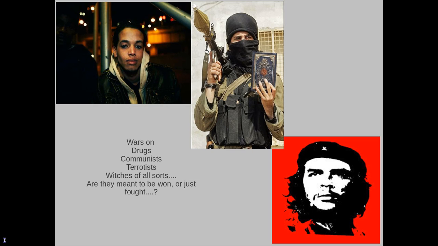We have another chapter on wars on drugs, terrorists, communists, witches of all sorts. Are they meant to be won or just fought? In the upper left we have the icon of the young drug dealer from the 1980s in particular. I remember this era very well because this is when I was coming of age, if you want to use that term. And Reagan came into office and repolarized the economy, cut the tax rate for the wealthiest Americans, cut social services, and lo and behold, the poverty rate started to skyrocket up. And not coincidentally, they launched a war on drugs, and the prison rate began an increase, the rate of incarceration in the United States that has continued largely unabated till now.